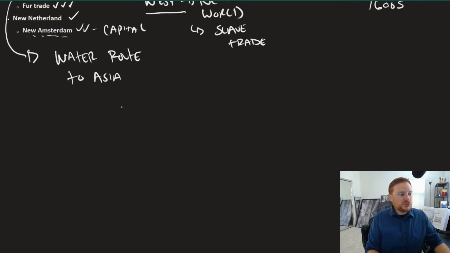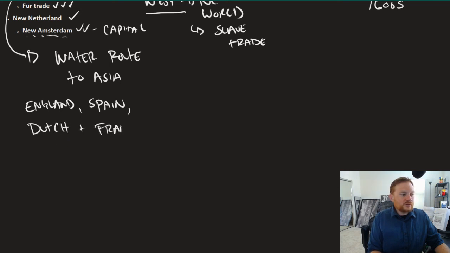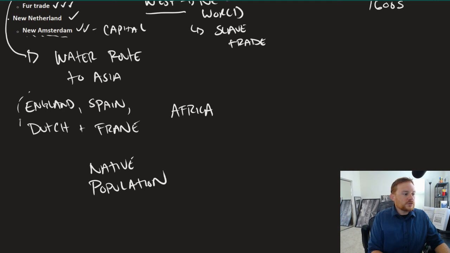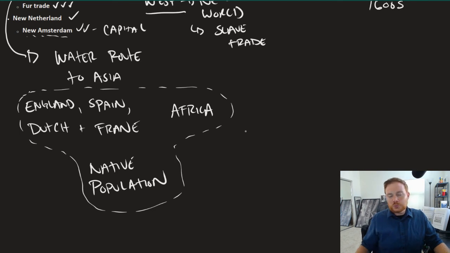So in terms of interactions in the New World, we can think of these various nations as competing with one another, but you essentially have England, Spain, the Dutch or the Netherlands, and France, who bring slaves from Africa and are all competing with the native population. Right, so it's a very complex relationship in the New World between all these different groups.